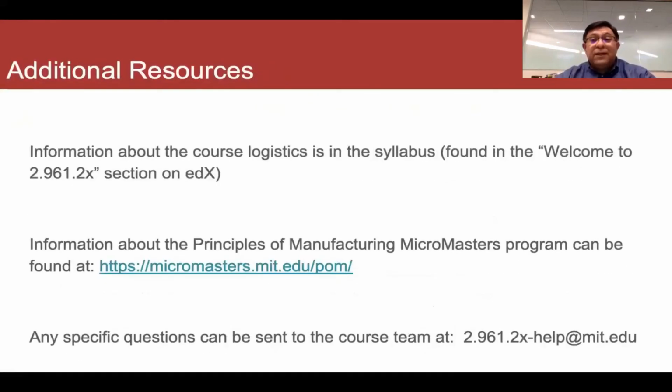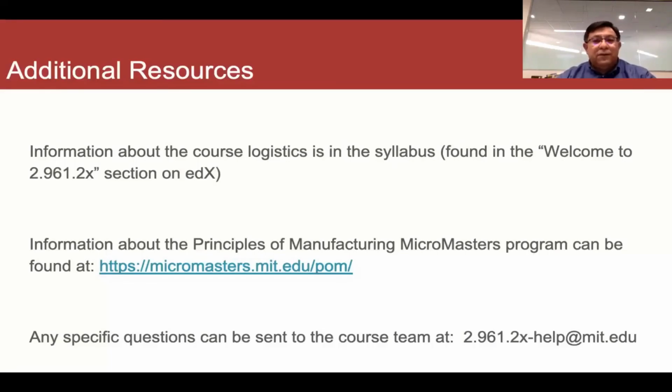Additional resources that you can use, well, obviously, to look at the syllabus on the course website, but also, as you see here in this URL, more information about the rest of the classes as well as the overall structure of the program at micromasters.mit.edu/POM for Principles of Manufacturing. And our team is always ready to answer questions. You have their email right there. And of course, that email address is mostly for questions about this particular course, but if you have other questions, also feel free to include them there.